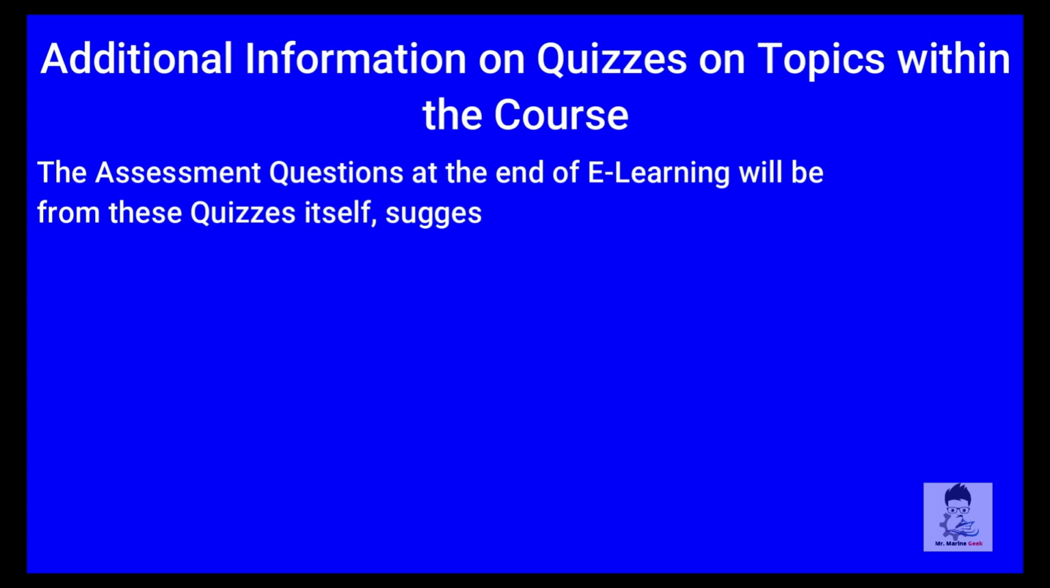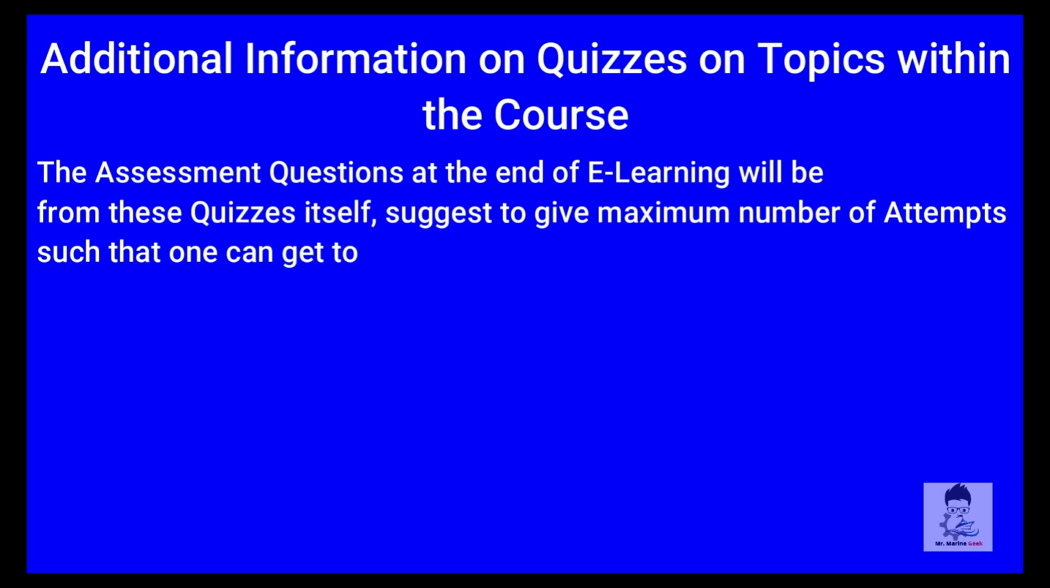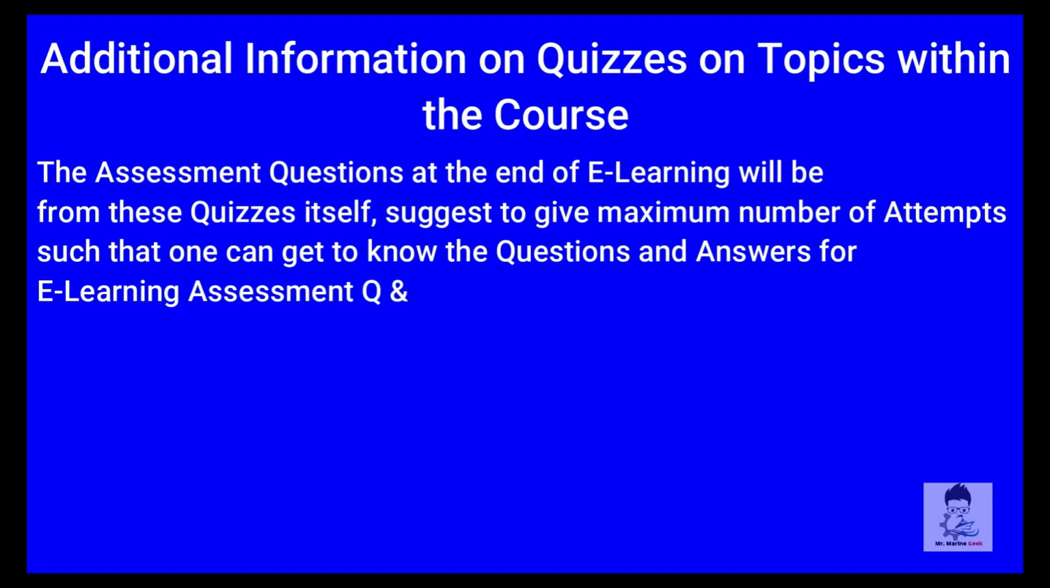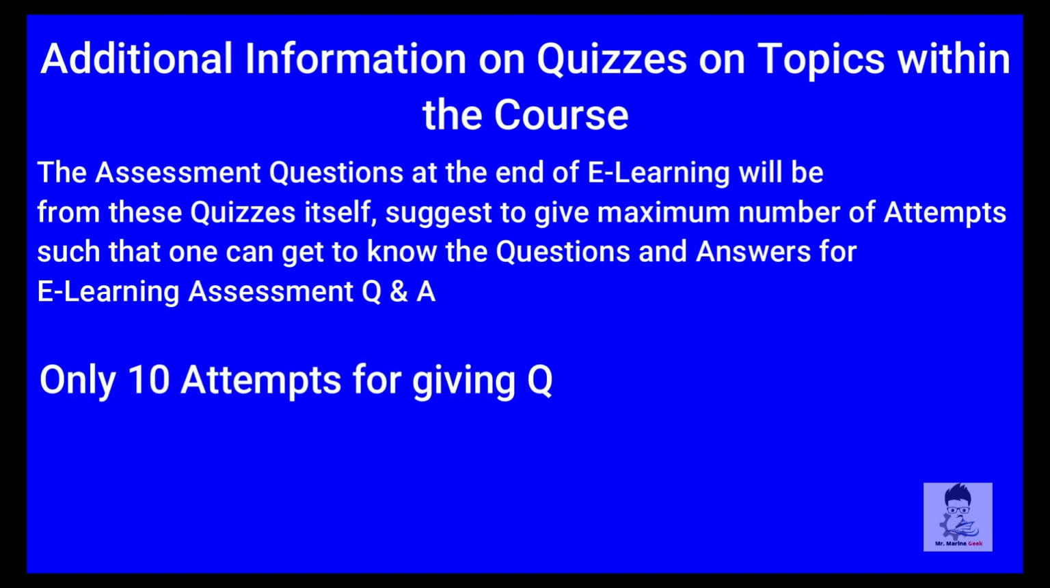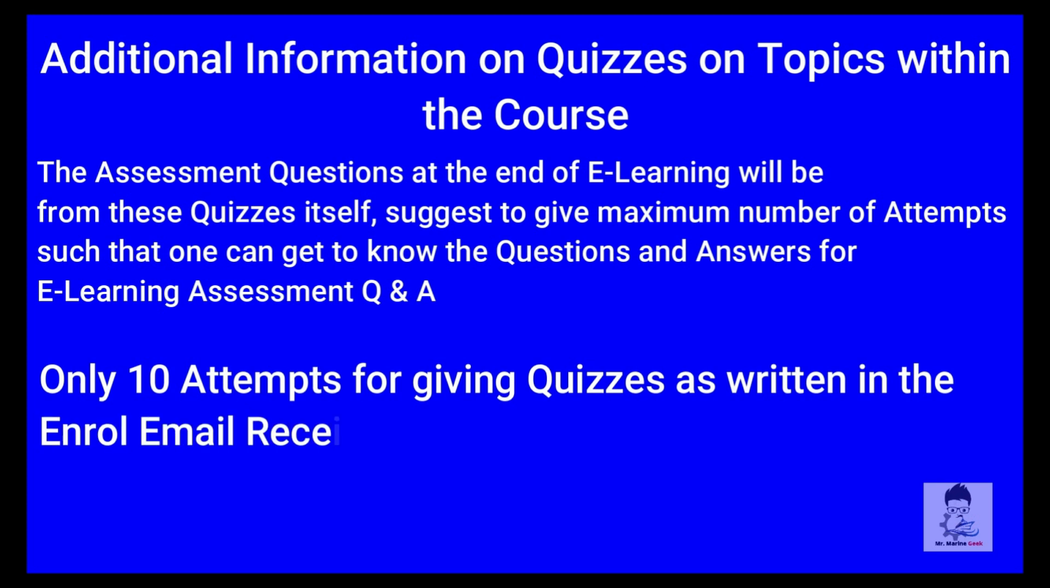So you can see from the quizzes, the e-learning assessment at the end of the topic. The questions which come in this e-learning assessment are from these quizzes themselves. The quizzes are taken from the subtopics. So I would suggest doing more and more quizzes of different subtopics, so that you will get to know more and more questions and their answers, and the same questions are repeated in your e-learning assessment at the end of your e-learning. For these quizzes, only 10 attempts are given, as written in the enrollment email, which we have seen before, so be very careful.